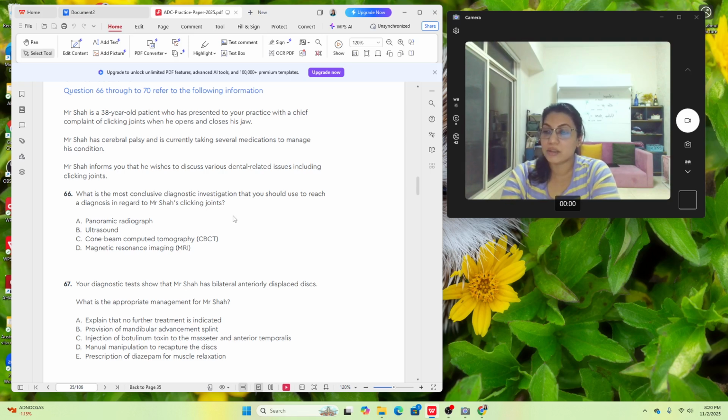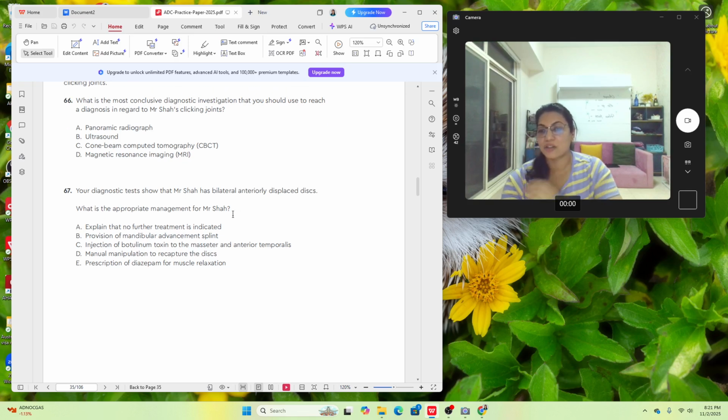OPG, ultrasound, CBCT, MRI. We just discussed it's MRI, okay? Your diagnostic tests show that Mr. Shah has bilateral anteriorly displaced disc. We were thinking about it, they have mentioned it here. So that kind of gives a check mark on your thinking process.